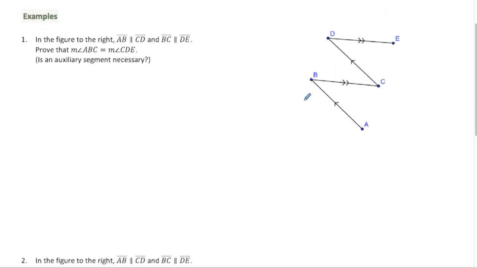All right. So, we need this proof that the measure of angle ABC is equal to the measure of angle CDE. What that is saying is that this angle ABC is equal to CDE. And we've seen this before. Do we actually need an auxiliary line? If you want to. I mean, we could draw one. I don't know if we necessarily need one. How are we going to do this? This is kind of a rehash from the last lesson.